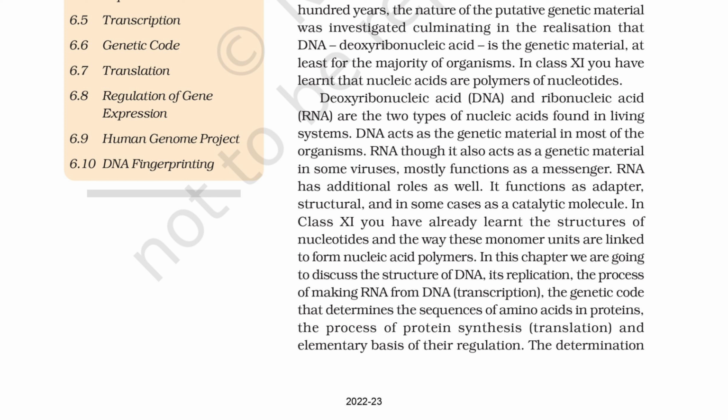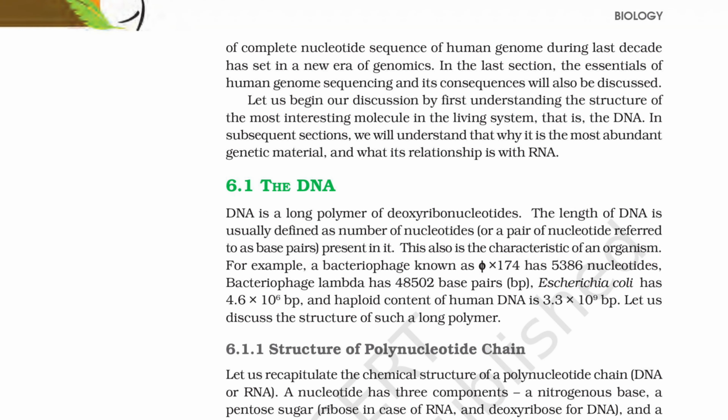In class 11th you have already learned the structures of nucleotides and the way these monomer units are linked to form nucleic acid polymers. In this chapter we are going to discuss the structure of DNA, its replication, the process of making RNA from DNA, transcription, the genetic code that determines the sequences of amino acids in proteins, the process of protein synthesis, translation, and elementary bases of their regulation. The determination of complete nucleotide sequence of human genome during last decade has set in a new era of genomics. In the last section, the essentials of human genome sequencing and its consequences will also be discussed.